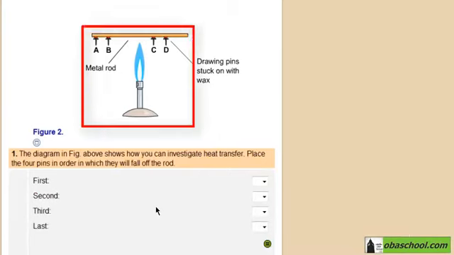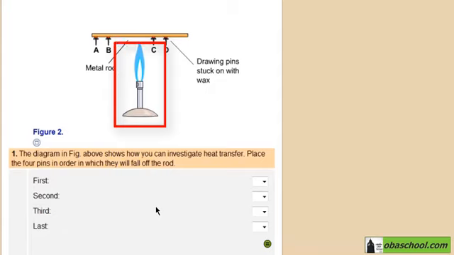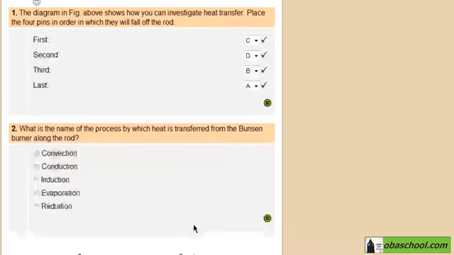In this case, there's direct contact of the pins with the rod, and this rod is being heated by a Bunsen burner. So the Bunsen burner is heating this rod, and this rod is conducting the energy. It's transferring the energy by direct contact to the pins, so that the wax which is used to stick these pins is heated and then it's melted, therefore the pins fall. So the process here is conduction. That's correct.